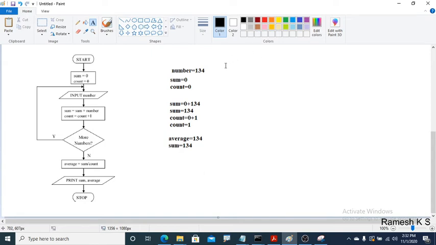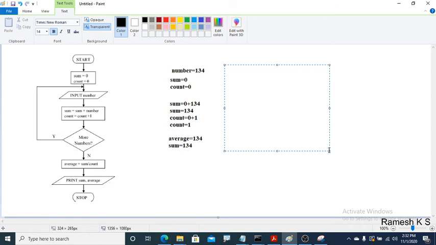Now I am taking another number. Number is equal to 2. So now what is the sum value? Sum is 0. What is the count value? Count is 0. Again, what is sum? Now sum is 0 plus number, which is 2. So the sum now is 2. What is the count? Count is equal to count plus 1. Count is 0 plus 1, 1. Count is 1.